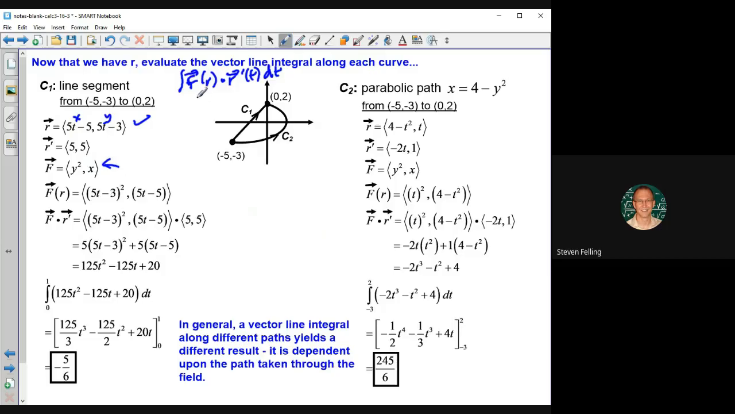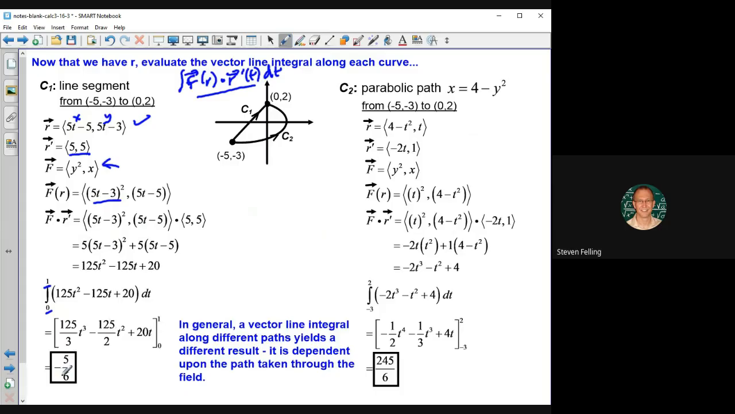And so we now need to take the dot product of this derivative vector and that. So we take the dot product, and when you multiply the x and y components together and then add, you end up with this. And now we have to do the line integral. So we're doing the integral of that with the parameter going from 0 to 1. And you do the normal fundamental theorem stuff, and you get negative 56.